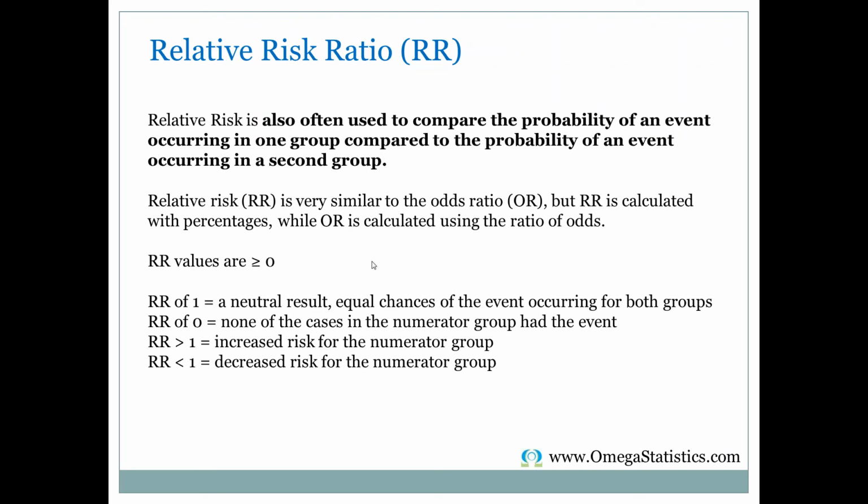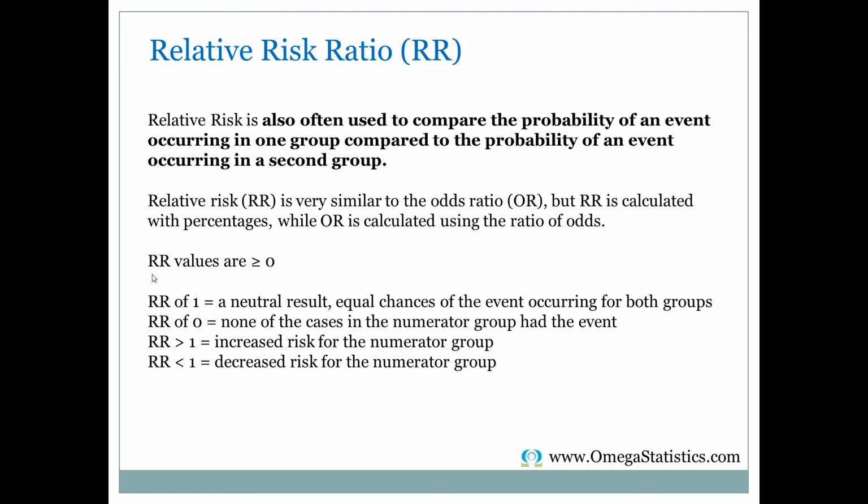Okay, it's very similar to an odds ratio, but this relative risk is calculated with percentages, and the odds ratio is going to be calculated using a ratio of odds. So that's the big difference. Well, there are some other ones too, but we'll go through that a little bit later.